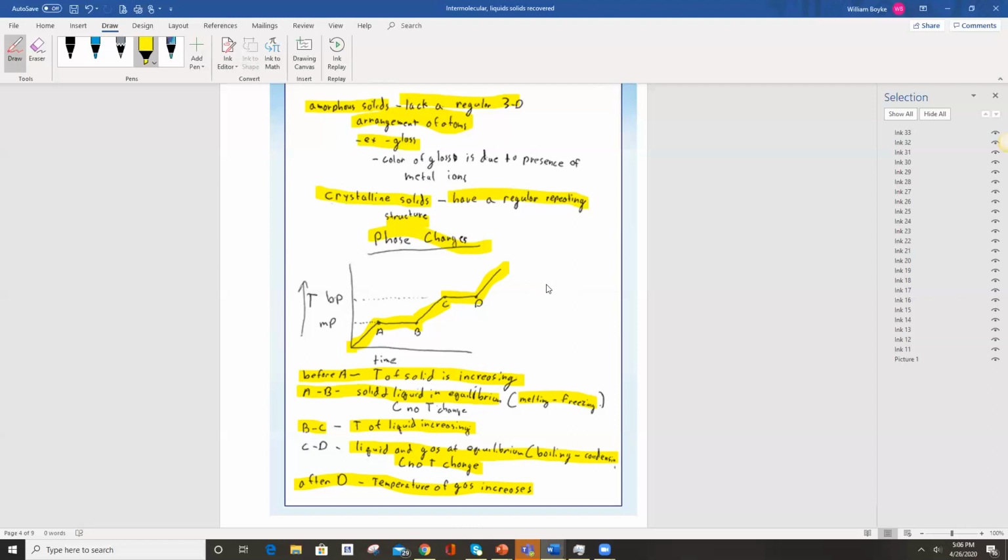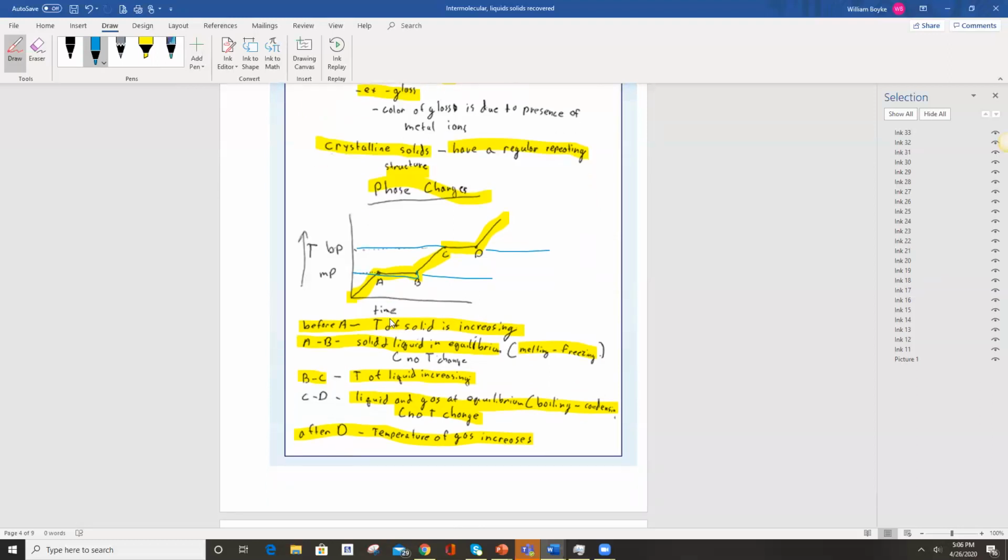So the key thing about this is that when you are at a phase change, here and here, we're at a flat region on the curve. That means there's no temperature change happening. That's really important to remember when you're transitioning from liquid to solid or solid to liquid, liquid to gas or gas to liquid. You're not seeing a temperature change as a result of that.